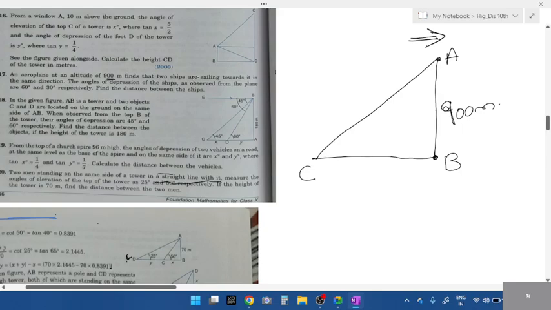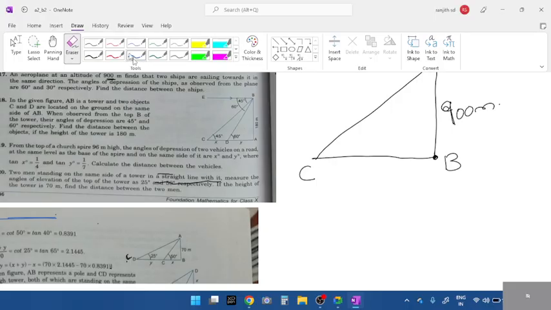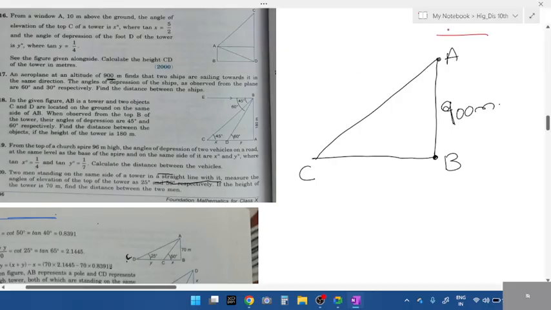Finds the two ships are sailing towards it in the same direction. Two ships are sailing in the same or opposite direction? Same direction. Imagine this is the aeroplane at point A, students, red arrow. Then an aeroplane at an altitude of 900 meters finds two ships are sailing. Ship is obviously down on the sea. Imagine this C and B. This to be C.